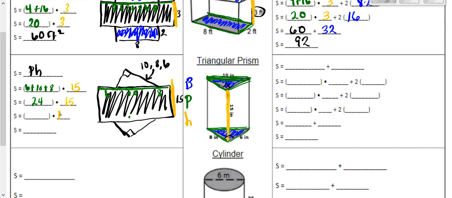Okay, I'm just going to rewrite that. I'm not sure what this extra line is for. So I'm taking 24 and multiplying by 15 to find that lateral surface area, just the middle rectangle section. Okay, so 24 times 15. That gets us 360 inches squared.